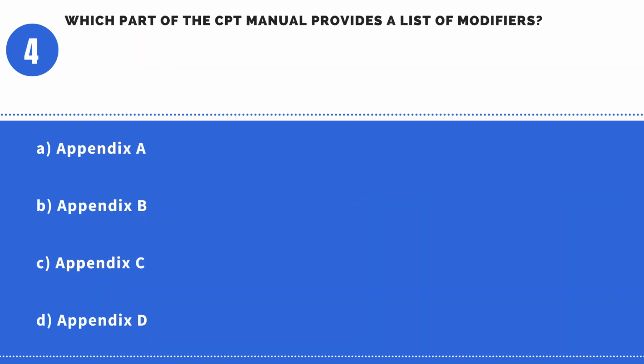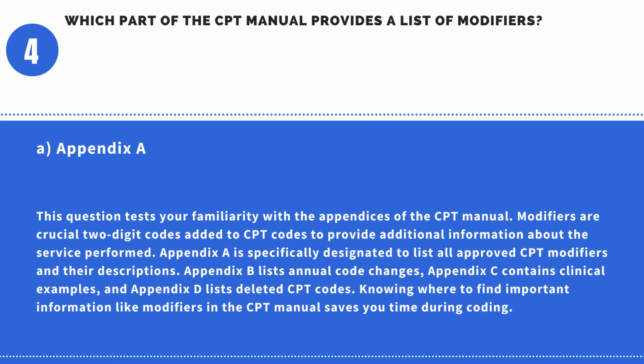Question 4. Which part of the CPT manual provides a list of modifiers? A. Appendix A. B. Appendix B. C. Appendix C. D. Appendix D. Answer: A. Appendix A. This question tests your familiarity with the appendices of the CPT manual.